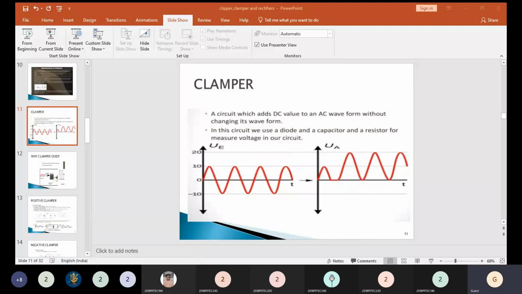Which one is possible? The explanation is given here. The circuit is of a negative clamper. I told you, by seeing the circuit itself, you can judge that this is a diode and a capacitor is connected, which means it's a clamper. It's a negative clamper.